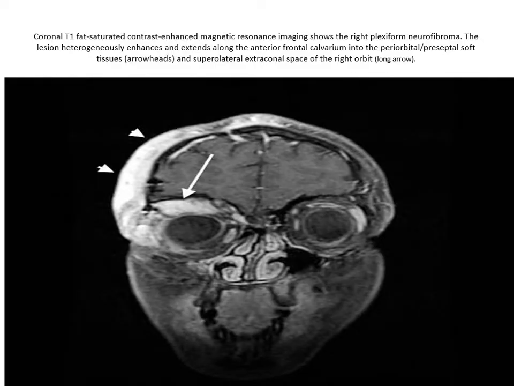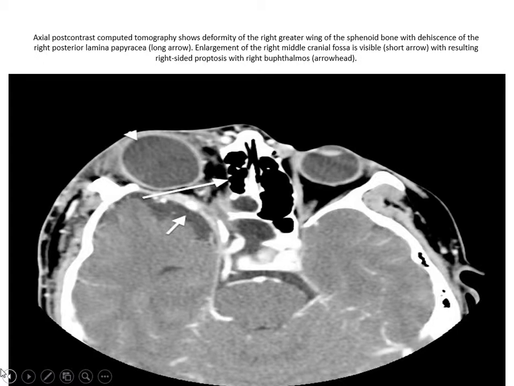Also, this coronal fat-saturated contrast-enhanced magnetic resonance image shows a right plexiform neurofibroma. The lesion is heterogeneously enhancing, extending along the anterior frontal calvarium, all the scalp, and extending into the orbit. All of it is one big plexiform neurofibroma. In this axial post-contrast CT image, there is deformity of the right greater wing of the sphenoid bone and the right posterior lamina papyracea.